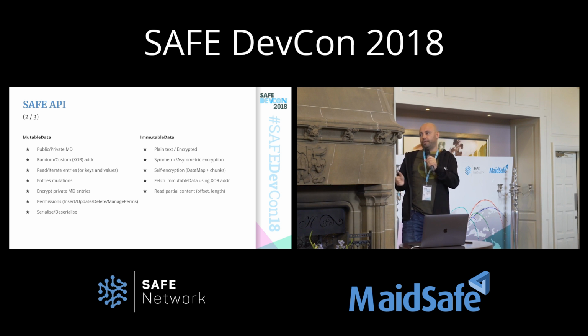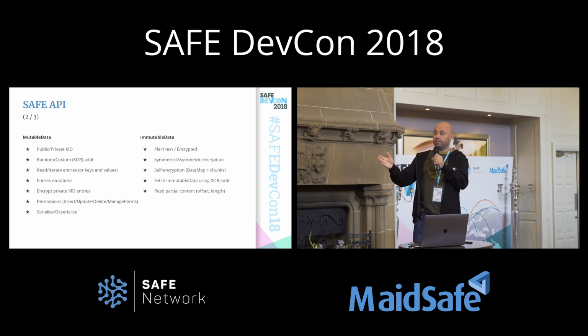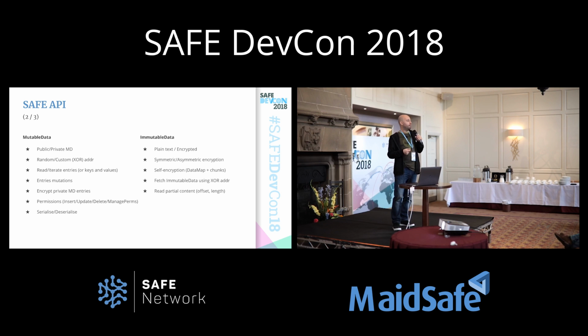And then we have all the utilities to be able to iterate through the entries, mutate them, and encrypt the entries. Now, for doing mutations, you obviously need to have permissions. So the mutable data has a set of permissions, and you can also manage those permissions through the API. And you can also request permission for those types of actions, which is inserting, updating, or deleting entries, or even permission for actually managing the permissions themselves.